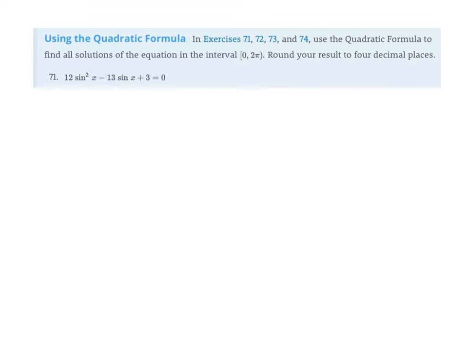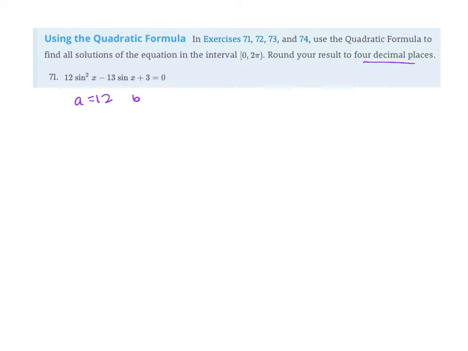Number 71, we're using the quadratic formula to solve, and we want to round to 4 decimal places. So number 71 is 12 sine squared of x minus 13 sine x plus 3 equals 0. Actually, this is factorable, but let's go ahead and use the quadratic formula like it asks.